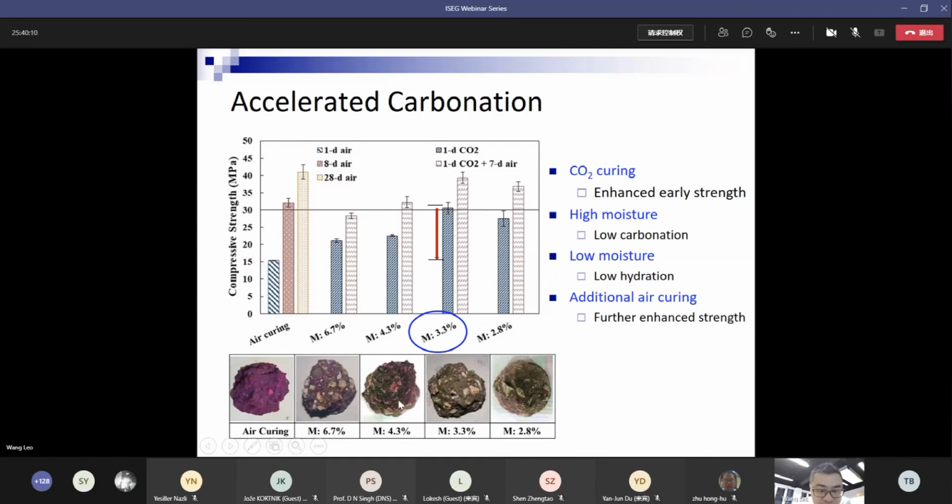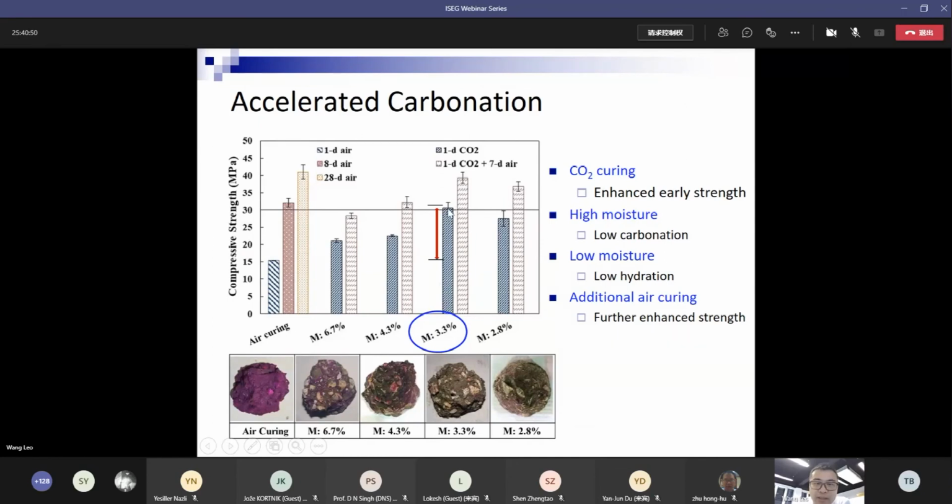This is the spray phenolphthalein test. We can find this air curing. After CO2 curing, the color turns into colorless. It means most of the calcium hydroxide in the system was carbonated into calcium carbonate. And a moisture content of 3.3% is the optimal moisture content. It can provide favorable carbonation and also provide favorable hydration of the cement-based product.